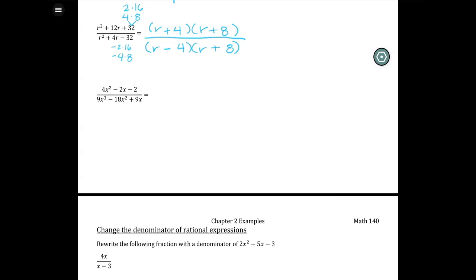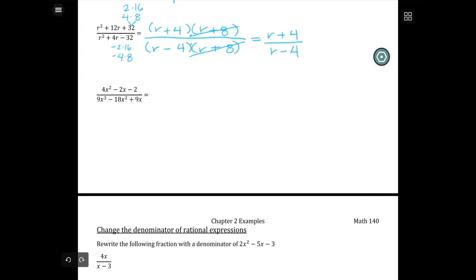So I rewrite so that instead of addition being the last thing that happens in the top and bottom before we divide, now multiplication is the last thing that happens in the top and bottom before we divide. Multiplication and division are inverses, so we can cancel the r plus 8, and we're left with r plus 4 over r minus 4.